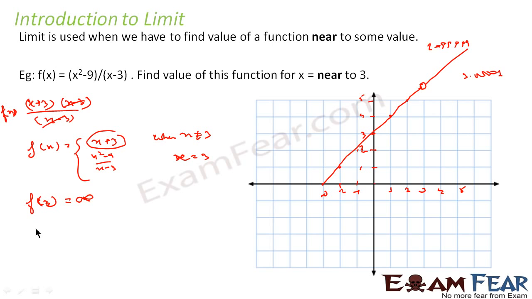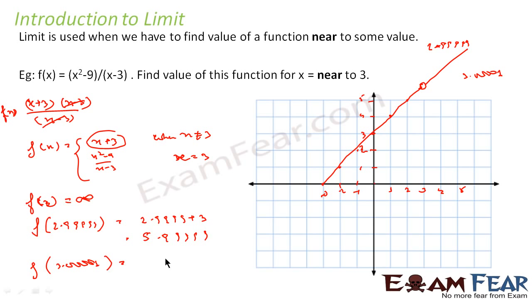So the value at 2.99999 is equal to 2.99999 plus 3, because we can use this equation. So this becomes 5.99999. Similarly, the value of the equation at 3.00001 is equal to 3.00001, however many zeros I put here, plus 3, that is 6.00001.